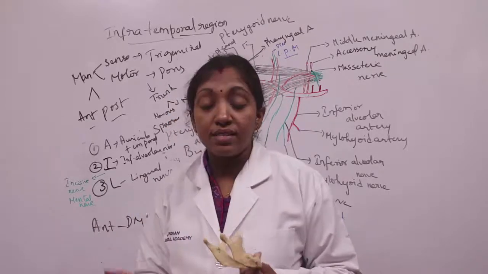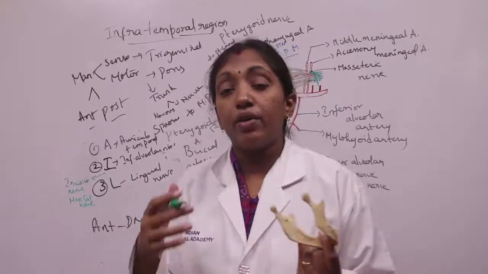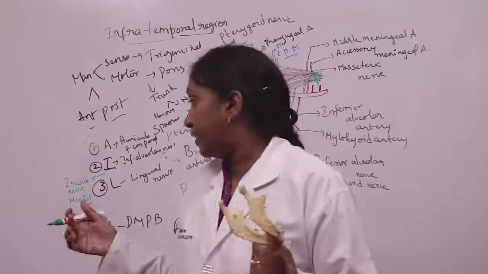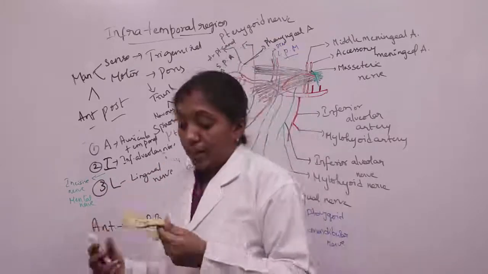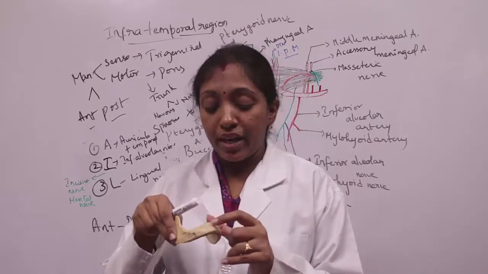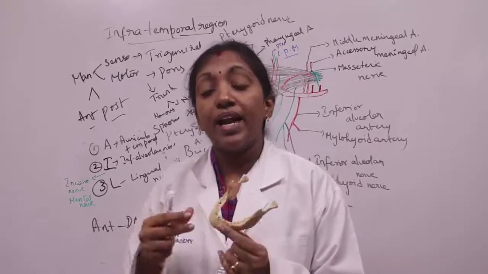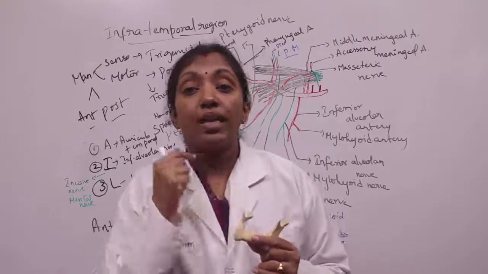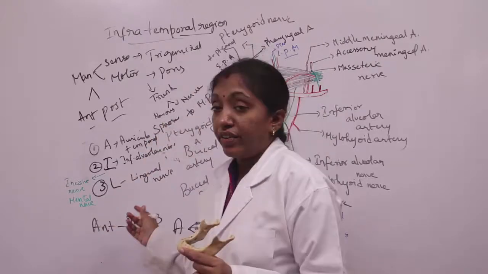The incisive nerve supplies the adjoining gums of the incisive and canine teeth, and the mental nerve emerges from the mental foramen here and supplies the skin over the chin. So that's about the inferior alveolar nerve.